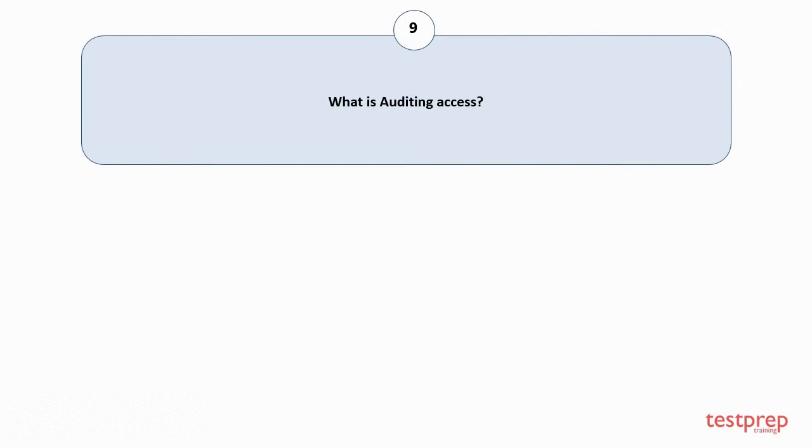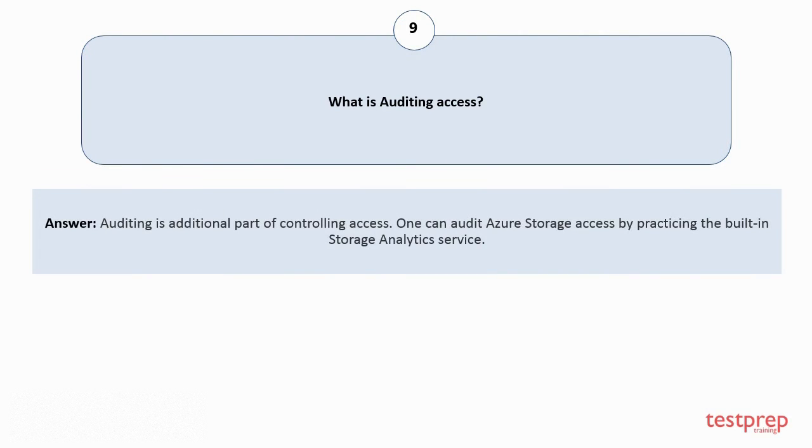Question number 9, what is auditing access? Your answer is: auditing is an additional part of controlling access. One can audit Azure Storage access by using the built-in Storage Analytics service.